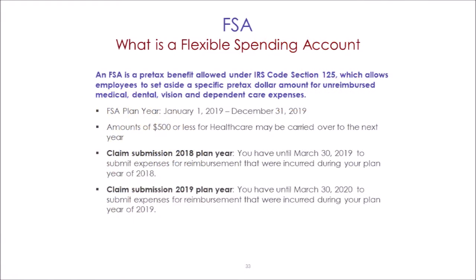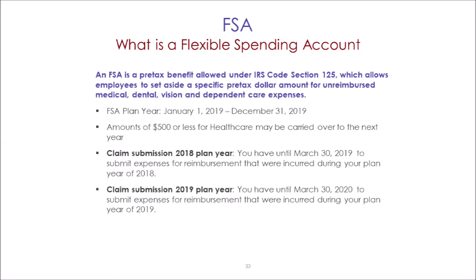The FSA plans allow you to set aside money on a pre-tax basis for reimbursement on eligible out-of-pocket expenses you incur in the 2019 calendar year. The Healthcare FSA is for healthcare expenses for you and your dependents, such as copays, deductibles, dental expenses, and/or vision expenses. The Dependent Care Account reimburses you for daycare expenses that allow you and your spouse to work full-time.